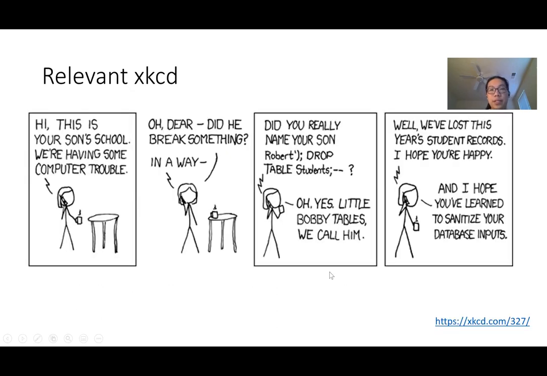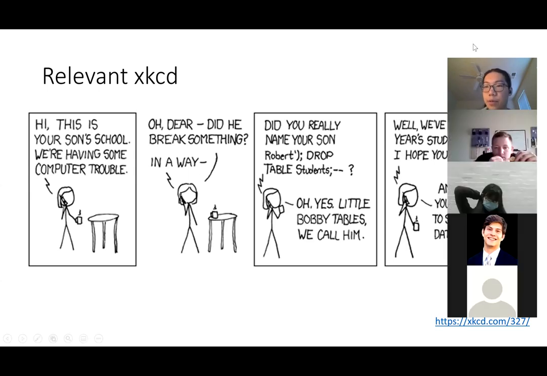So here's an XKCD. If you don't know, this is a very popular webcomic for computer science related stuff. What it shows is a mom picking up a phone. The school is calling her about some computer trouble. Well, is my son in trouble? Did he break something? In a way, yeah. Did you really name your son Robert'); DROP TABLE Students;--? Oh, yes, little Bobby Tables, we call him, right? What happened in this comic is the administrator basically took the student's name and just ran it as a command and lost the entire student record for the year.